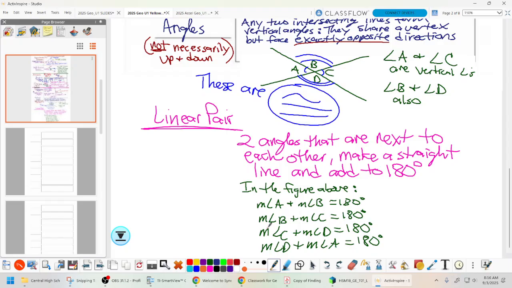So I said in the figure above, this green figure up here, we had lots of different pairs, A and B, and then if we just work around, we had B, C, C, D, D, A. All of those are linear pairs. The classic look of this is a straight line with some stick or piece sticking out of it, kind of. Okay? Now, you might have to look closely at these if they are inside of another figure. And I'll show you that here in just a minute. Now, we do use linear pairs a lot as well. So vertical and linear pair are the two biggest ones. Supplementary, probably the third.